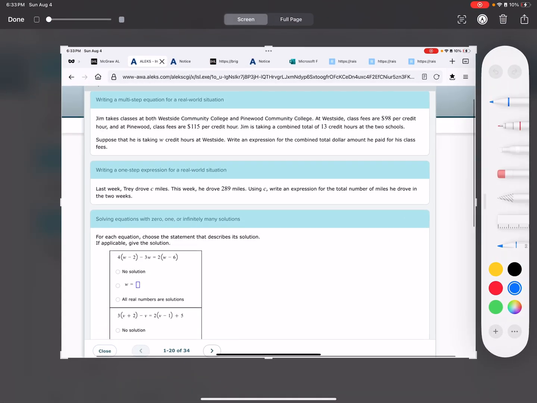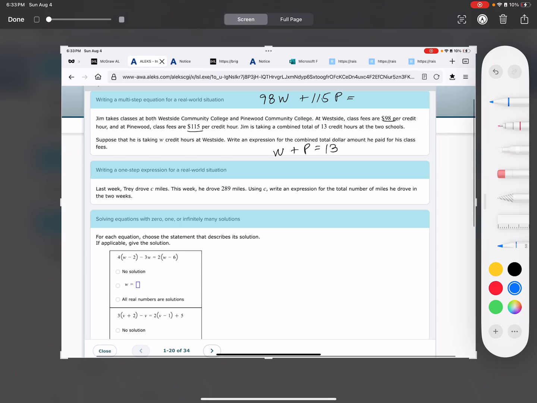Okay, writing a multi-step problem with a real-world situation. It says Jim takes classes at both Westside Community College and Pinewood Community College. At Westside, the fees are $98 per credit, and Pinewood is $115 per credit, and he's taking a total of 13 credits.